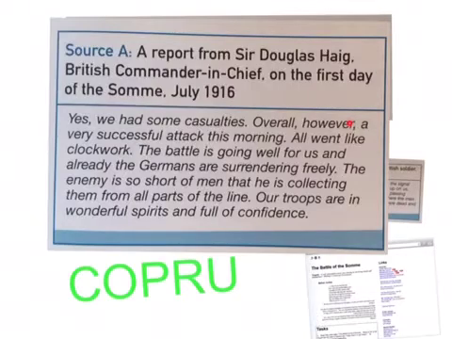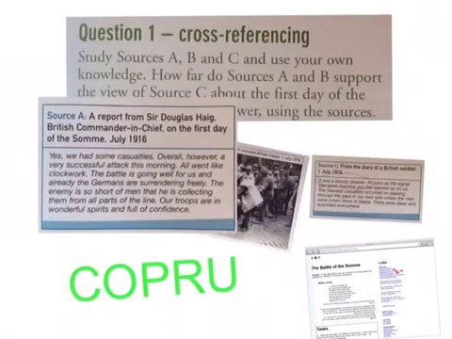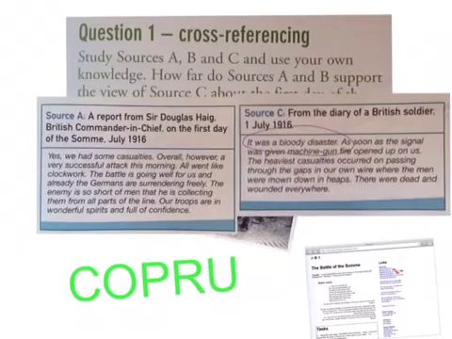All went like clockwork. The battle is going well for us, and already the Germans are surrendering freely. The enemy is so short of men that he is collecting them from all parts of the line. Our troops are in wonderful spirits and full of confidence. Now, apart from working out whether he's right or wrong there, let's just compare these two. Let's compare this line here: our troops are in wonderful spirits and full of confidence. And here is one of the troops: it was a bloody disaster.